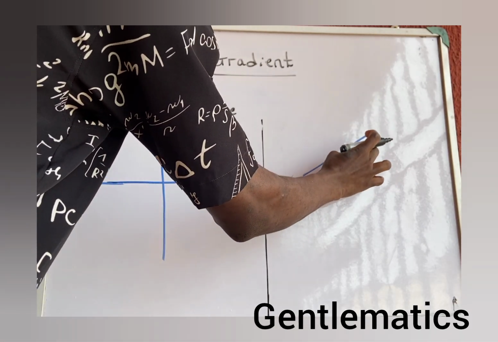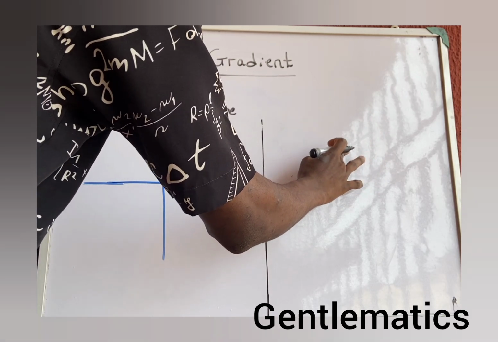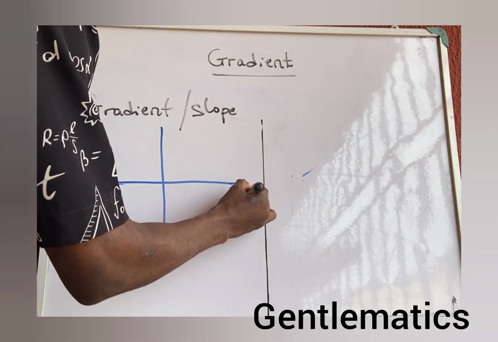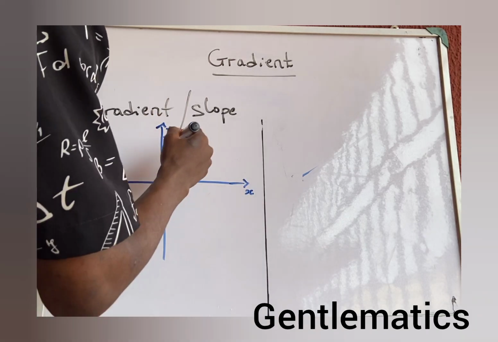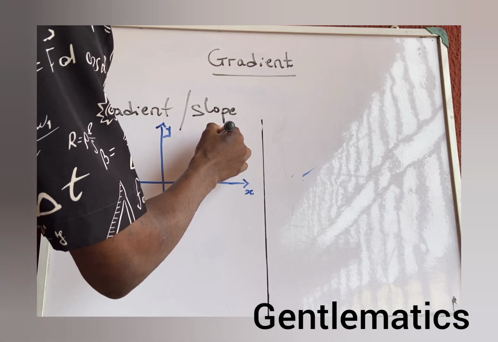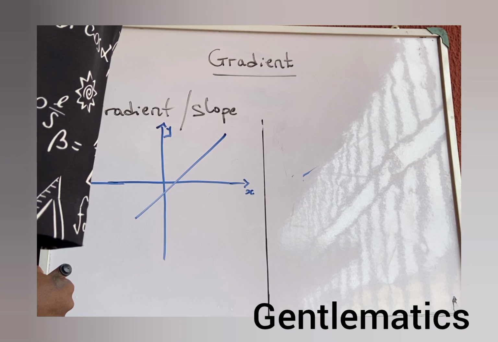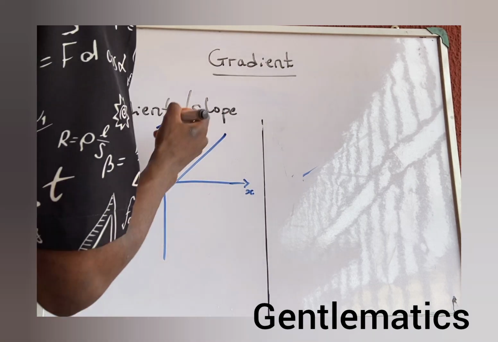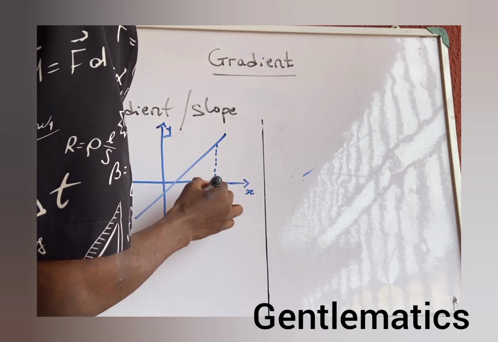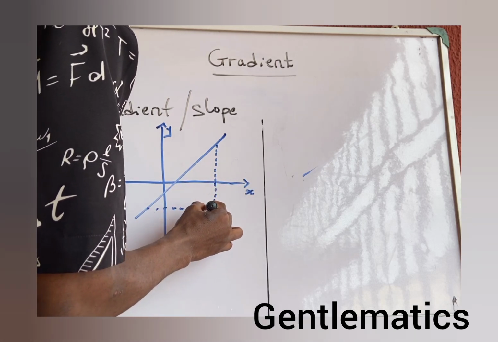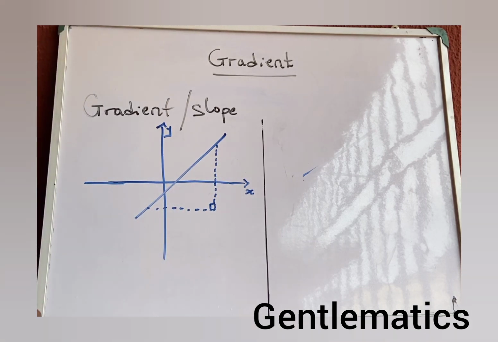So you can be asked to calculate the gradient of a straight line or the slope of a line. So how do you calculate it? This is my x-axis, this is my y-axis. If I have a line, let me give the slope to be like this. This is a slope, and I am asked to calculate the slope of this straight line. I have to pick any point at all that I like and trace it this way. You are forming a right angle triangle here.